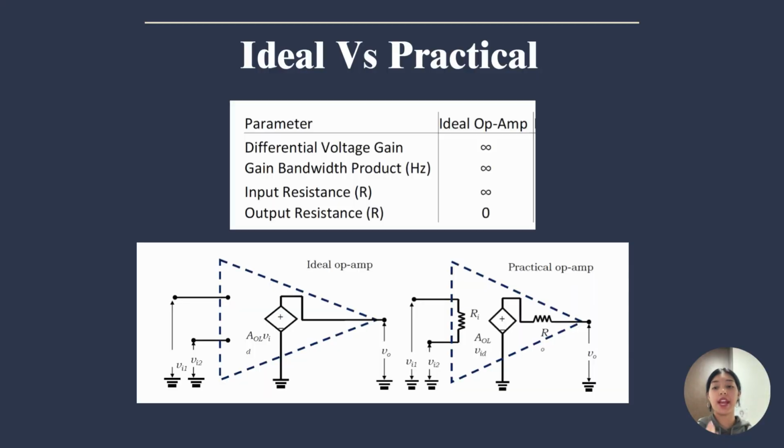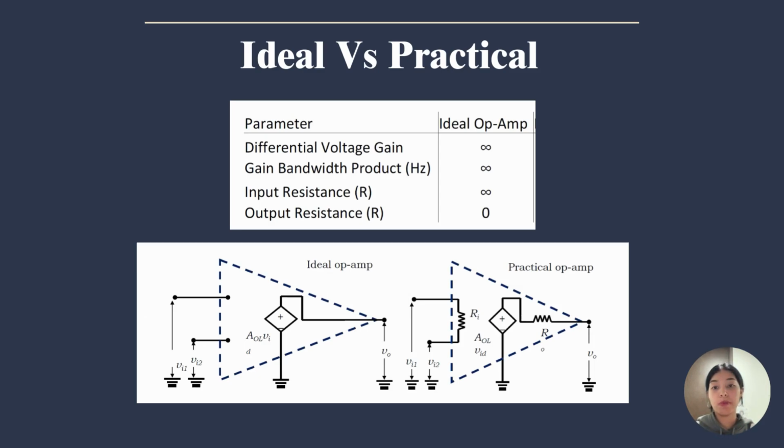Now let's talk about the ideal versus practical characteristics or parameters in an op-amp. In an ideal scenario, an op-amp should have the following characteristics. The first one is an infinite open loop gain, meaning that it can amplify any signal without limitations. Also, an infinite input impedance, so it does not draw current from the input signal. The third one would be zero output impedance, allowing maximum power transfer to the load. The other one would be infinite bandwidth, meaning it can amplify signals across all frequencies.